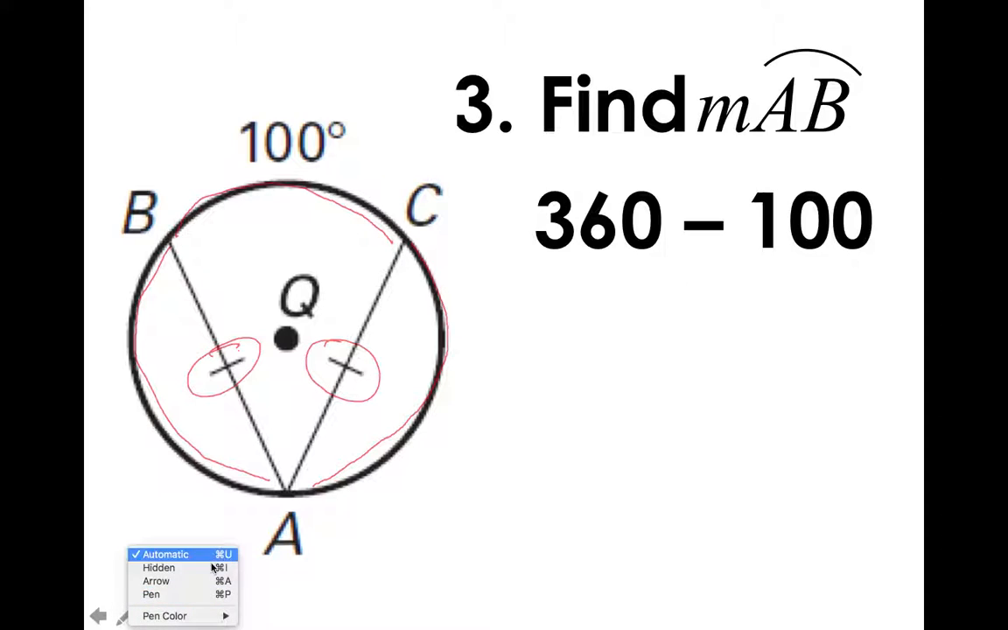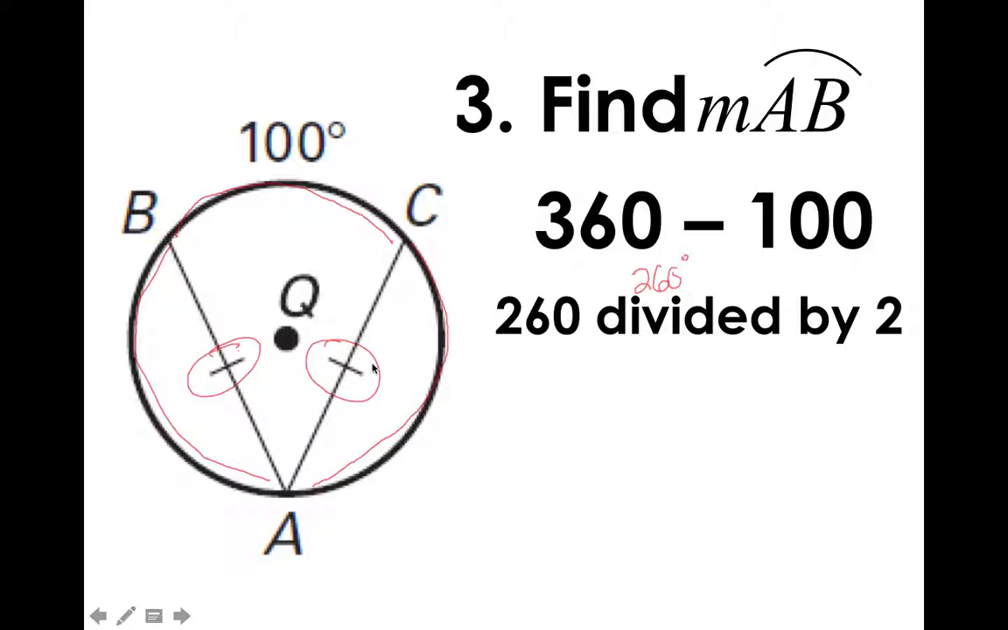Since I have 260 degrees left, and we said that these 2 arcs are congruent to one another, which means that they are equal in size, then divide 260 by 2. When you divide 260 by 2, notice that leaves you with 130.